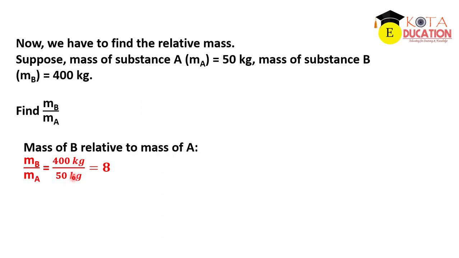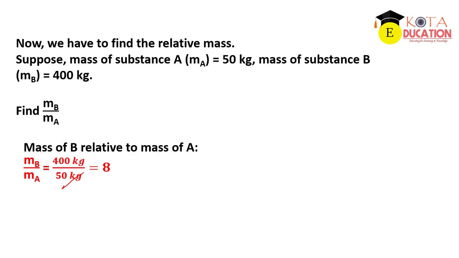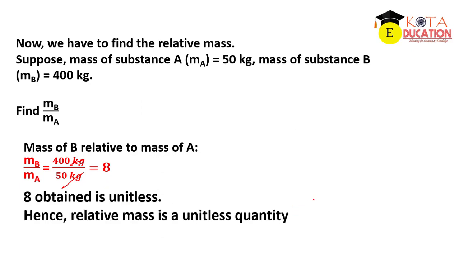So if we divide, both the units get cancelled. So here this part and this part, both the units get cancelled. And the term which we are getting is a unitless quantity. Right? Hence 8, which has been obtained, is a unitless quantity. Hence we can say the relative mass is a unitless quantity because both the units in the numerator and denominator are cancelling out.